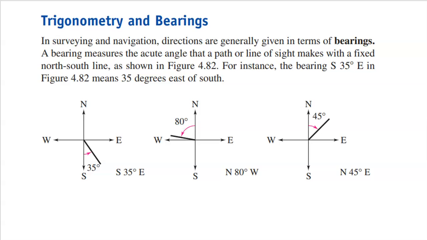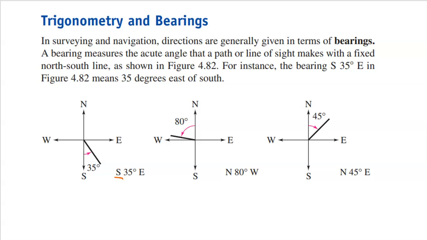For instance, the bearing of south 35 degrees east in figure 4.82 means 35 degrees east of south. I know it's a little bit confusing, so here's how we measure bearings. Bearings, first off, are always measured from the north or from the south. We never measure an angle from the east or west.